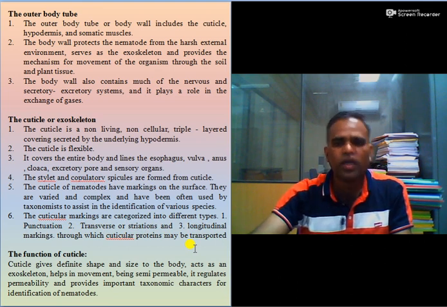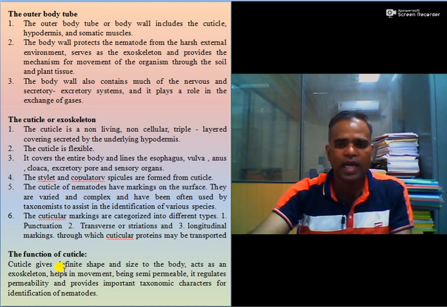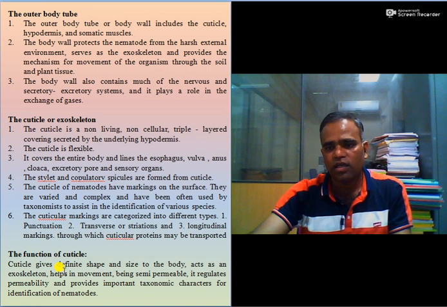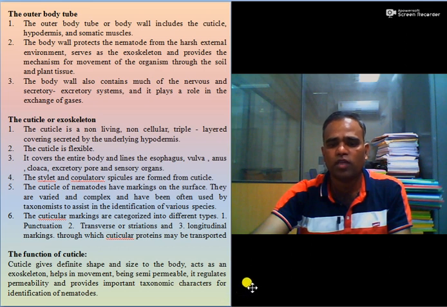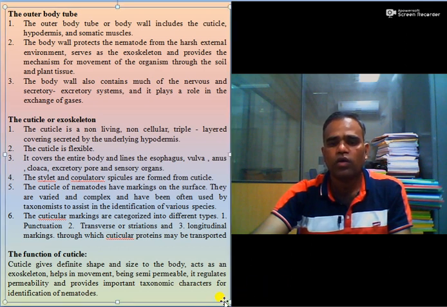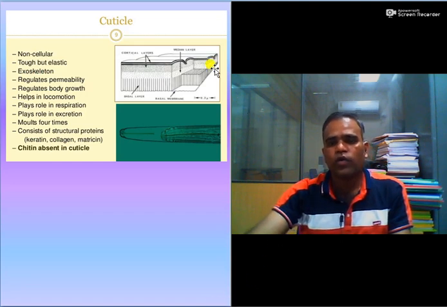So what are the different functions of the cuticle? The cuticle gives definite shape and size to the nematode. It acts as an exoskeleton. It helps in movement. Being semi-permeable, it regulates permeability and provides important taxonomic characters for identification of the nematode. So we will see here how the cuticle is made up.